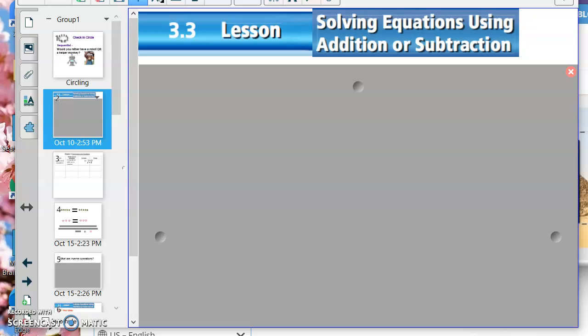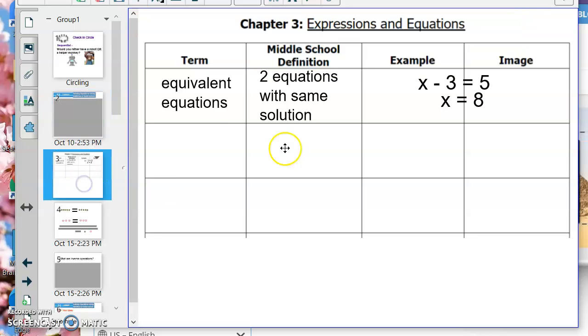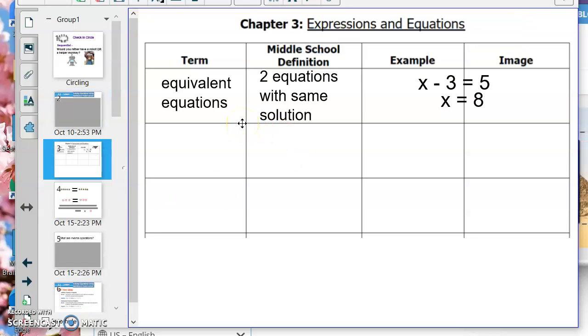Welcome to my lesson for 3.3, solving equations using addition or subtraction. First up, a vocabulary word to know for this section is equivalent equations. And what that means is two equations with the same solution.